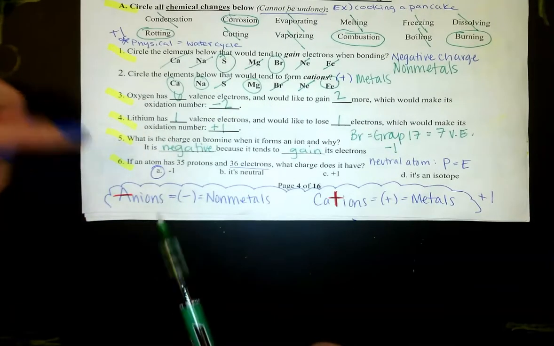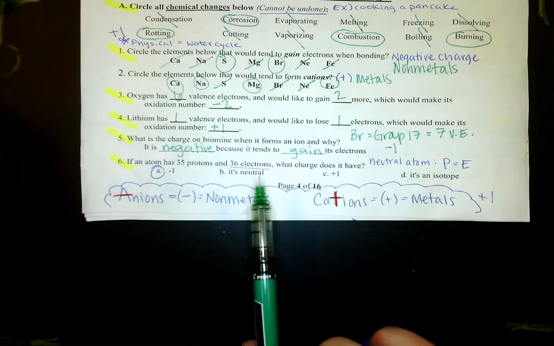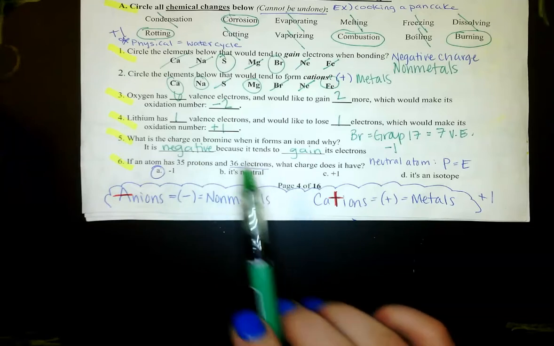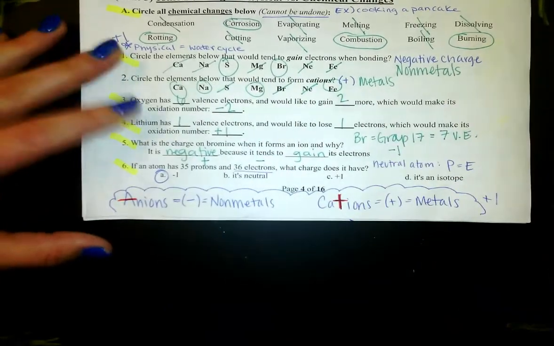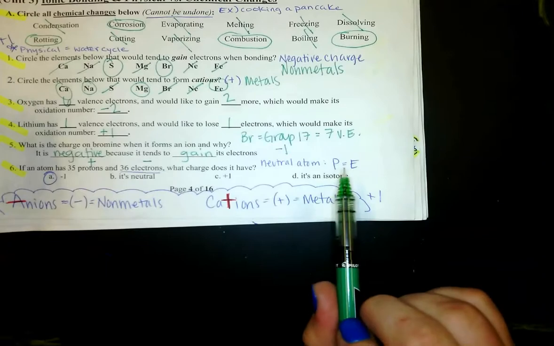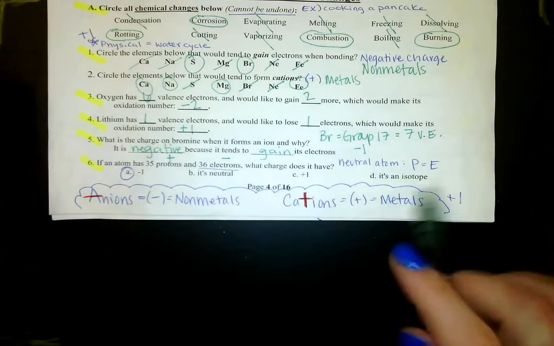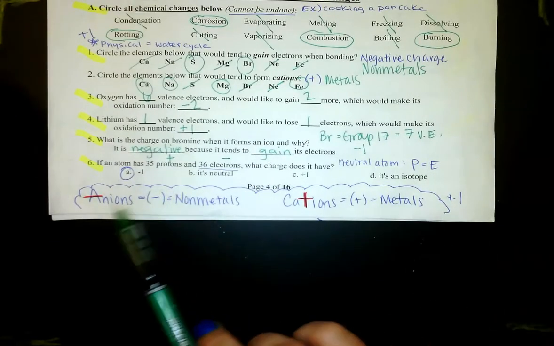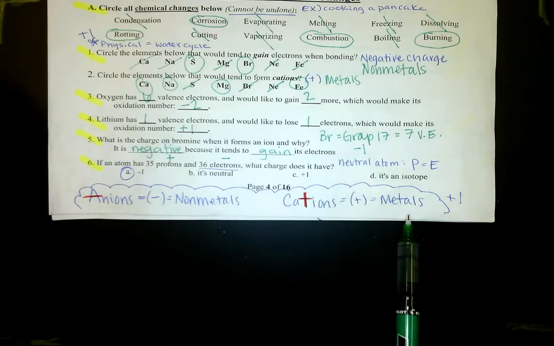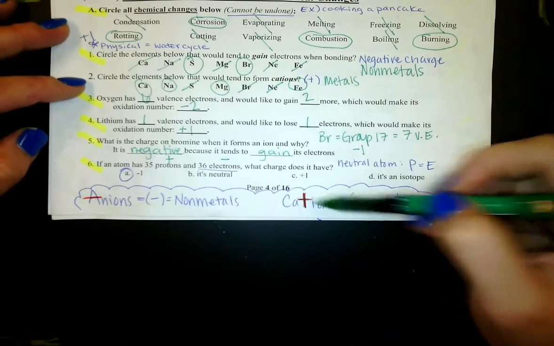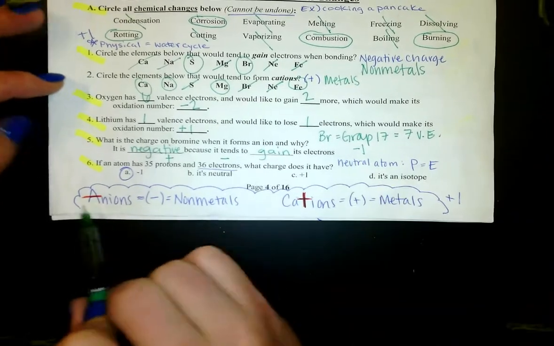All right, and then number 6, if an atom has 35 protons and 36 electrons, it's going to have a negative charge because I have more negative electrons than I do positive protons. Okay, in a neutral atom, your protons are going to equal your electrons. All right, and then for an extra credit point, I want you to write anions are negative nonmetals and cations are positive metals, and make sure you draw your T for your plus sign and your negative sign through your A.